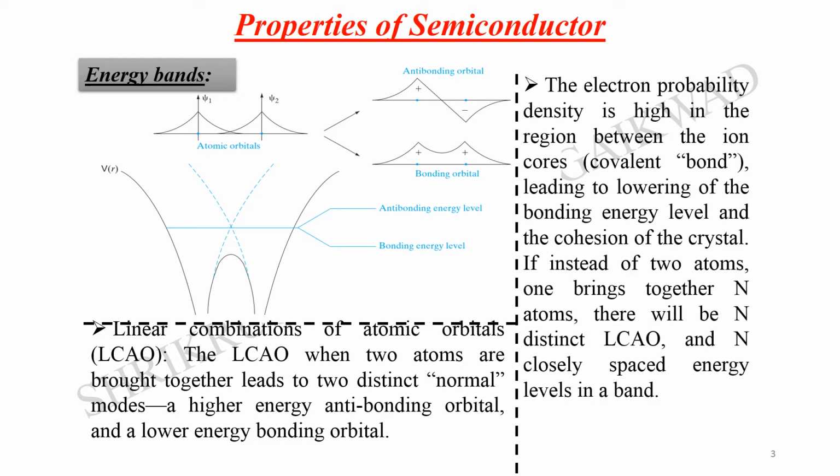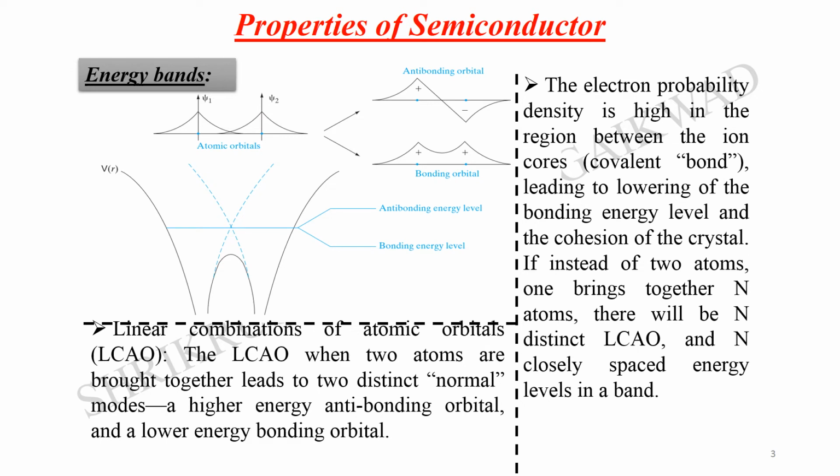Now the electron probability density is high in the region between the ion cores, that is the covalent bonds, leading to the lowering of the bonding energy level and the cohesion, so the crystal will be formed in this case. Whenever the electron probability density is high within the region, that is the bond formation. The electron probability density is high, but the energy is minimized at that time, so that will lead to the bonding state, or the formation of the crystal.